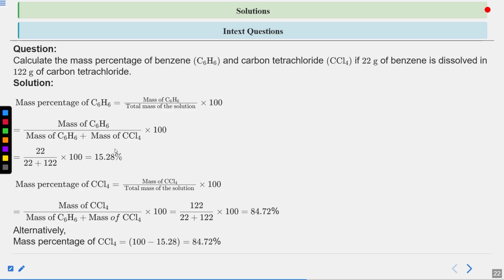How? Subtract this thing from 100 and that will give you the percentage of carbon tetrachloride, as your solution is binary. So, kind of the same thing we have done with the mole fraction, where we subtracted it from 1. Here we are subtracting it from 100 because we are taking 100 parts of it, or the percentage part of it.